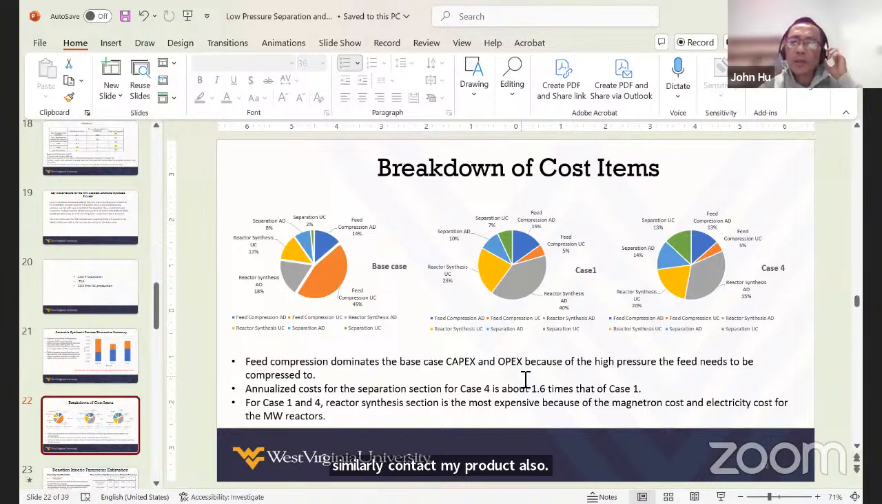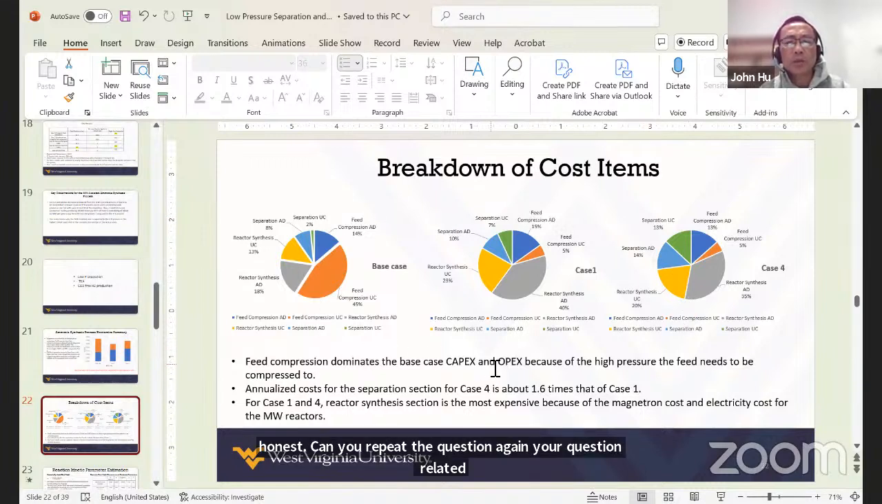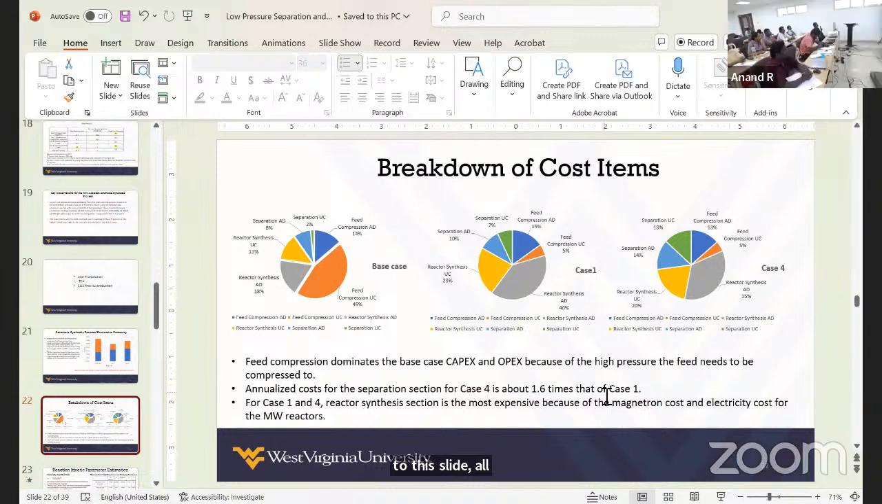Yeah, your microphone has a lot of echo. I cannot hear clearly. Could you repeat your question again, very slowly, because I cannot hear you, to be honest. Can you repeat the question again? Your question is related to this slide, all right? So what's the question? Can you say it again? I cannot hear you. Yes, sir. I will repeat the question, sir.